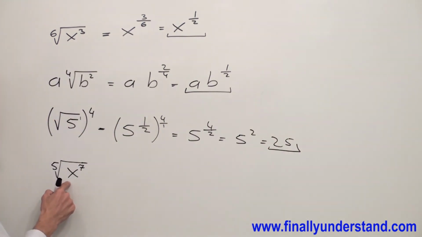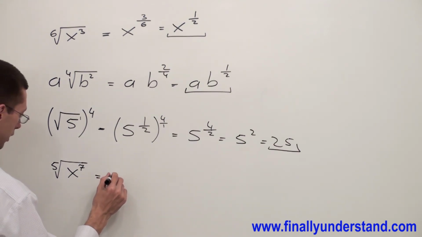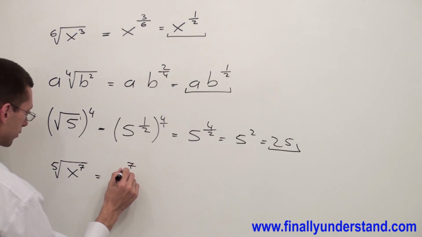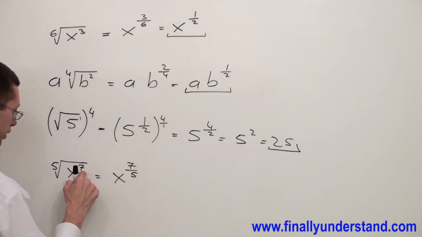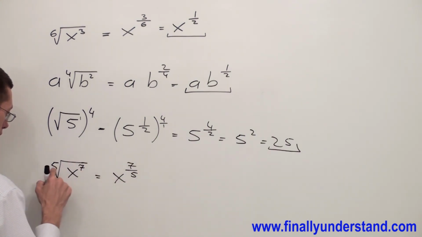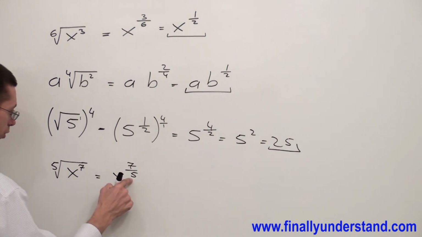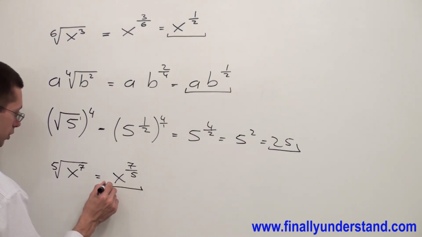Let's take a look at this example. I have x to the 7 over 5. Exponent goes to the numerator, index goes to the denominator. That's why this is the solution to my problem.